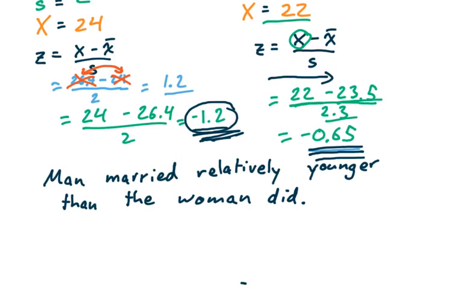So here, 22 compared to 24, it turns out 22 is actually higher for a woman than 24 is for men. Strange.